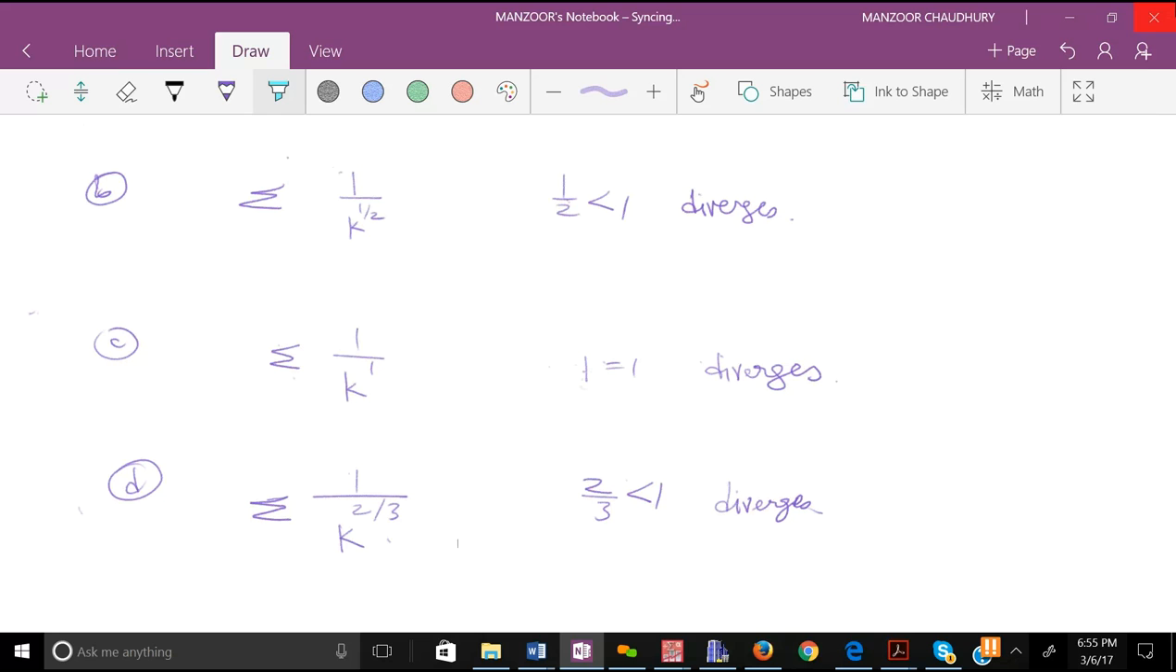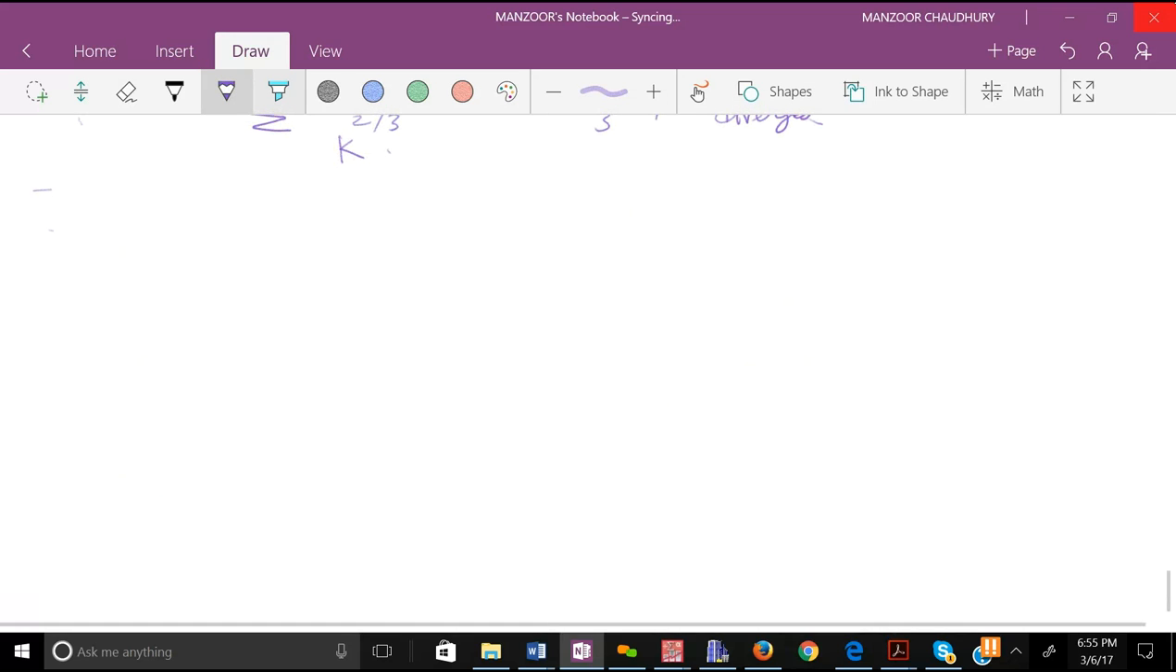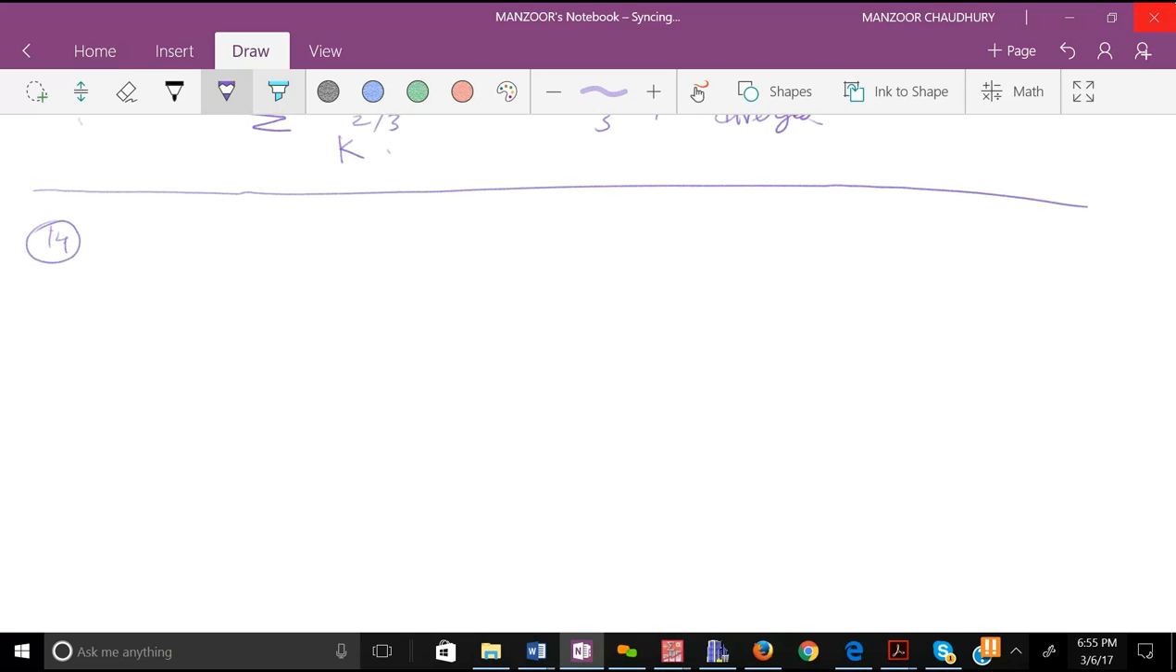And for question 14, that's a log. It's going to be the sum from 3 to infinity of natural log of k over k. We have to do the integral test. We have to use the integral test for this.